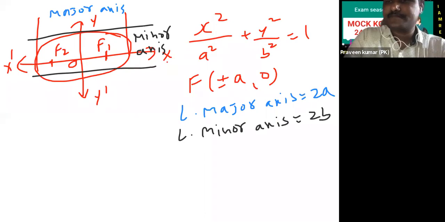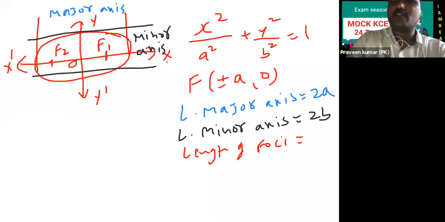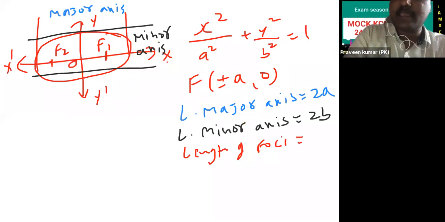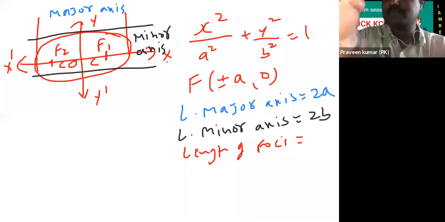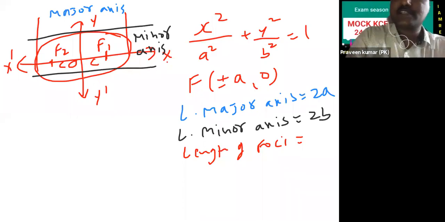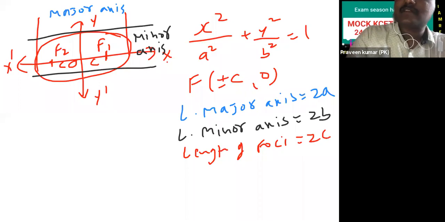Next one. Length of foci, from one focus to the other focus. This length is c, this length is c. Plus or minus c comma 0 is the focus. So the distance is 2c. This point is called the axis.